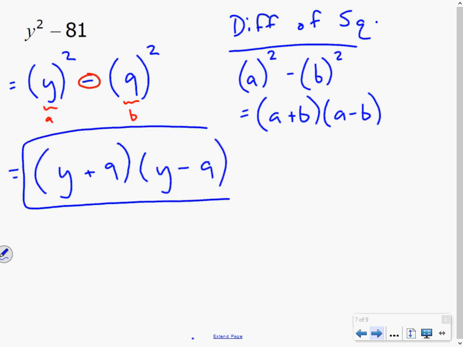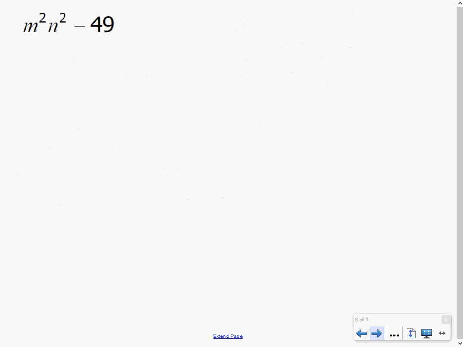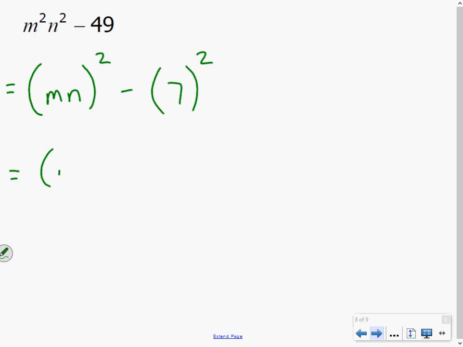And that's it. We can also do this with multiple variables. To get m squared n squared, I need to square mn. And to get 49, I need to square 7. So again, I have my a and my b, and we can use that formula. mn plus 7 times mn minus 7.